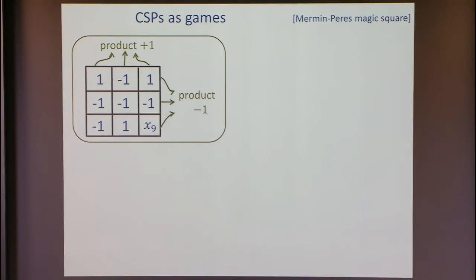Maybe you can see the reason already. The column constraints are saying that the product of the 9 variables should be plus 1. The row constraints, they're saying that the product should be minus 1. So this is incompatible, right? So I can't satisfy. But this is just a constraint satisfaction problem. So let's make it into a game now.